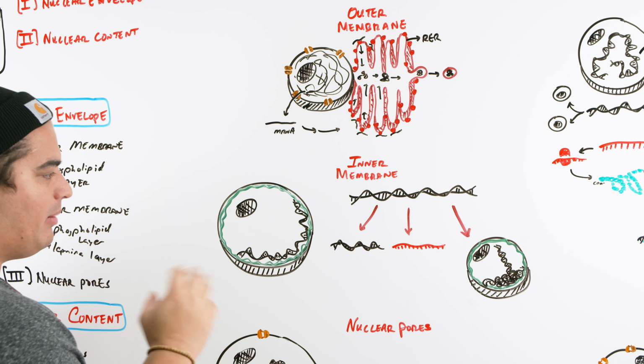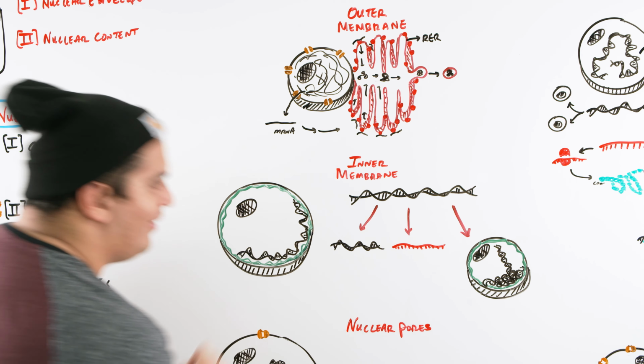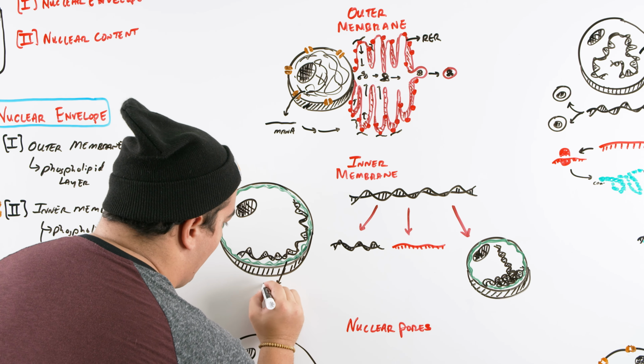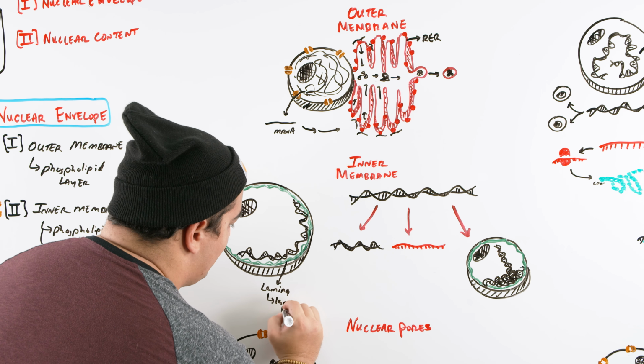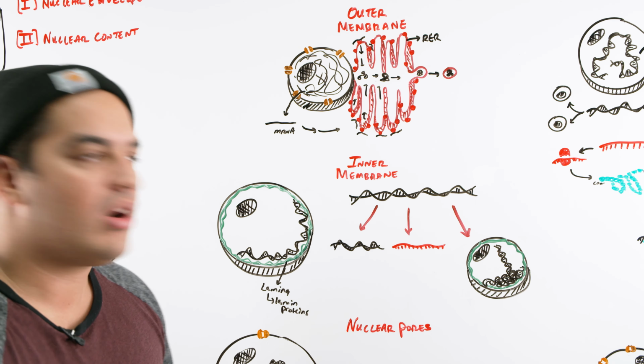The inner membrane is a little bit different. One of the big things is that the inner membrane has a protein called lamins. It's called the lamina, but the lamina is basically made up of lamin proteins. And these lamin proteins have many different functions. What are some of them?